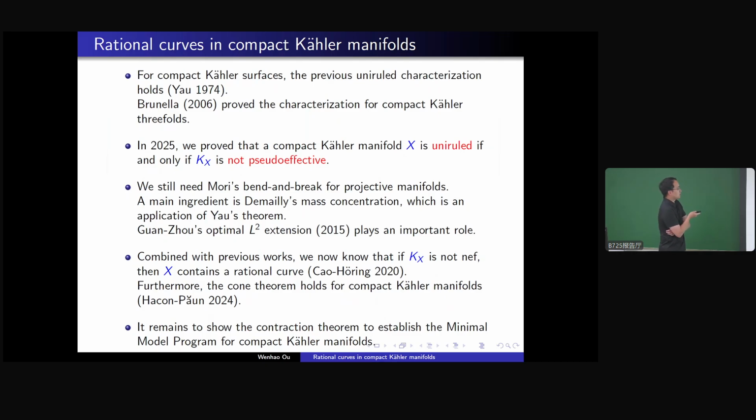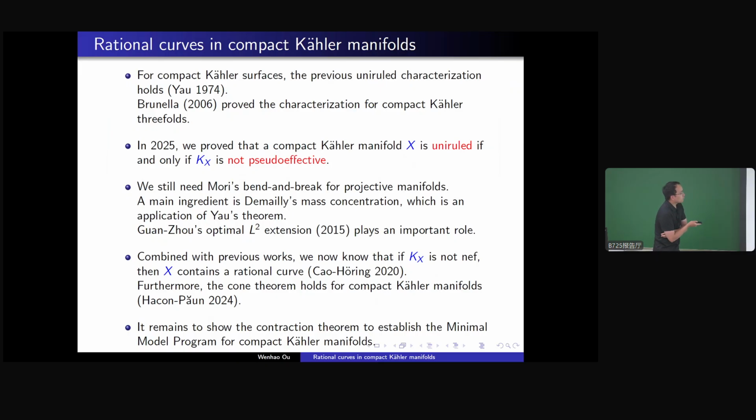So I need to stress that we still need to use Mori's bend-and-break theorem for projective manifolds. Indeed, our proof discusses non-projective compact Kaehler manifolds. And this condition will give some more information, and we can prove the uniruledness by non-algebraic methods. So a main ingredient in our proof is Demailly's mass concentration. It is an application of Yau's famous theorem on the solution of Monge-Ampère equations. Also, Guan-Zhou's optimal L2 extension plays a very important role in our proof.